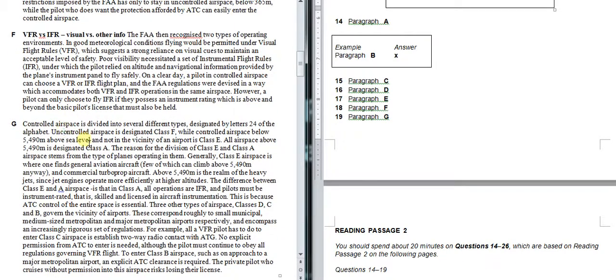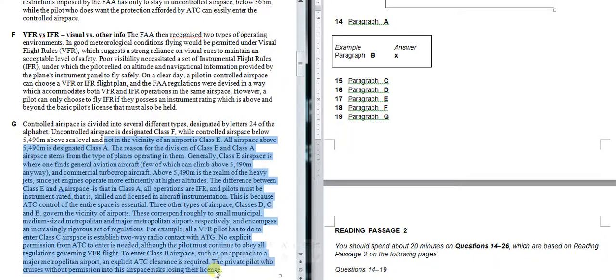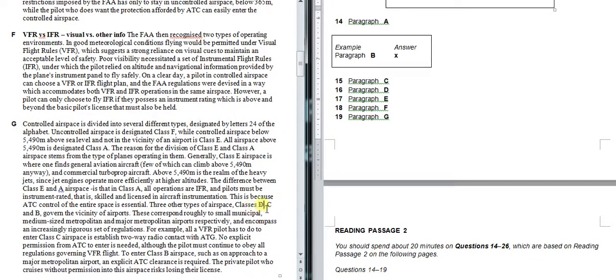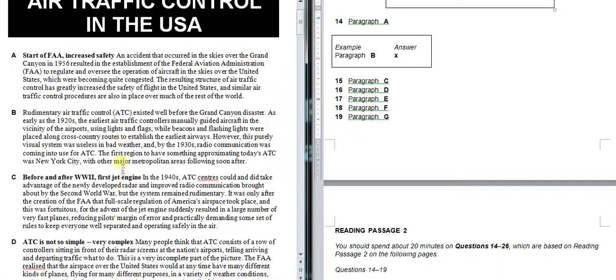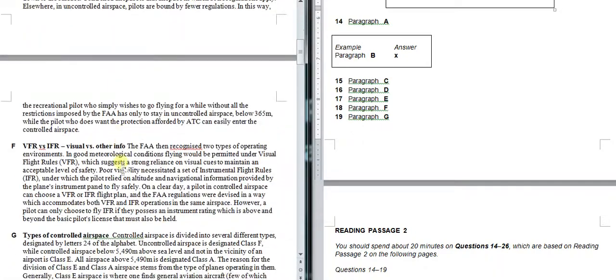All right, now G. Okay, it's a lot of information here. We want to try to scan it quickly. So look, we've got these different classes that are mentioned here, right? Okay, different types of controlled airspace. Okay. So we now have a summary for each one that we need to match.